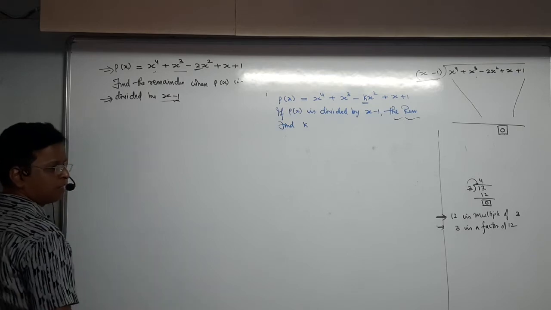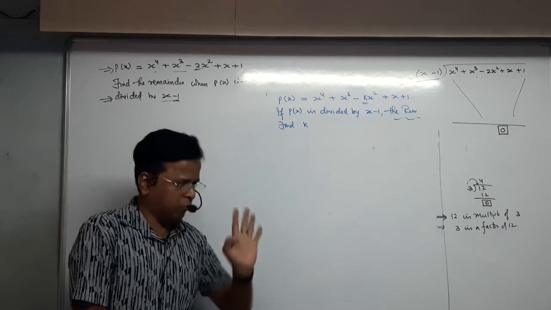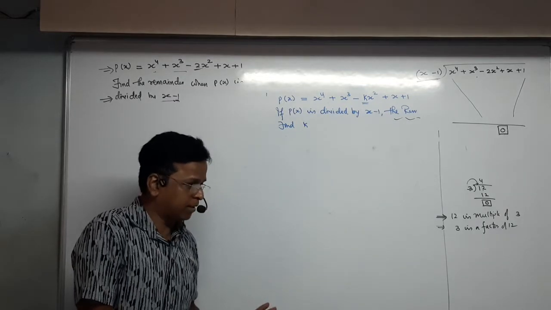Are you getting my point? If they ask you to find the remainder, just write the remainder, even if the remainder is 0. Just write remainder is 0. Don't write anything more than that.